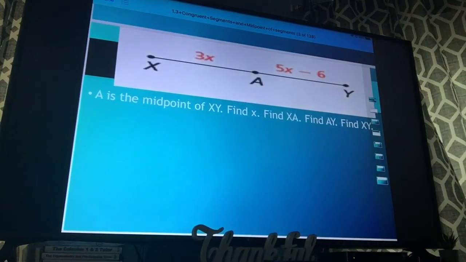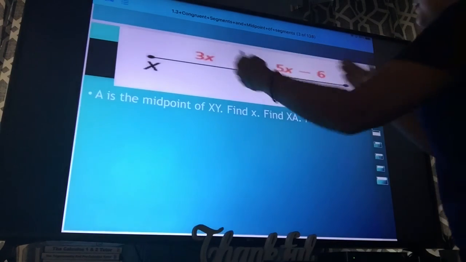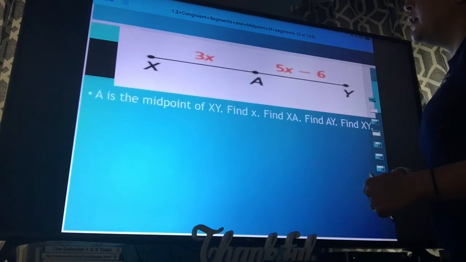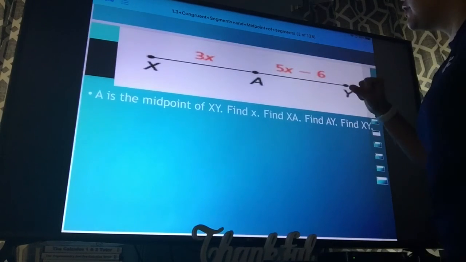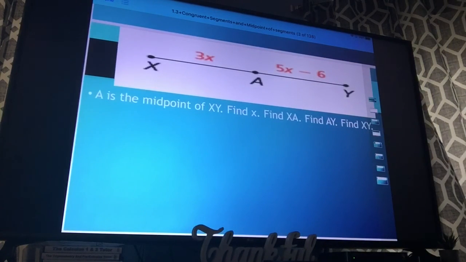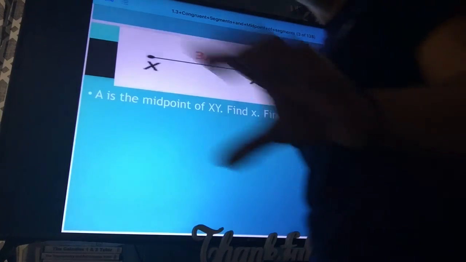The last one, you're given an entire segment in 2 segment chunks. A is obviously the midpoint, so you can set these equal to each other and solve for x. Make sure that if you're getting a little lost, go back through and look at some of the ones I did, try to follow my steps. I know that some of these it's not very much practice, and that's okay. You're not supposed to be an expert at it the first day.